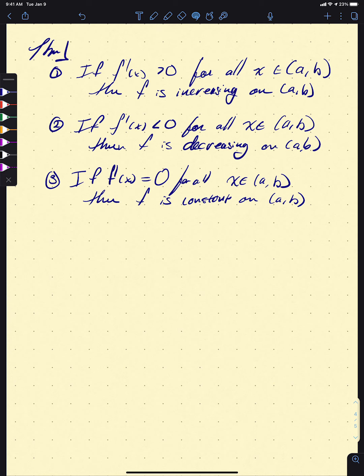Reason through all of these yourself, so that you're convinced that they're true. We're not going to prove this, like most of the theorems in this course. But nonetheless, it is important, and we will be using this fact substantially.